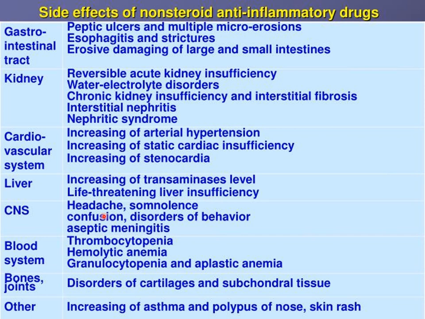CNS disorders: maybe headache, somnolence, confusion, disorders of behavior, and aseptic meningitis. Also the blood system: hematological adverse effects are possible, particularly with non-selective non-steroidal anti-inflammatory drugs, due to their antiplatelet activity. So the main adverse effect is thrombocytopenia. The antiplatelet effect typically only poses a problem if the patient also has a history of gastrointestinal ulcer, a disease that impairs platelet activity, thrombocytopenia, von Willebrand disease, hemophilia, and in some perioperative cases. Maybe granulocytopenia and aplastic anemia.